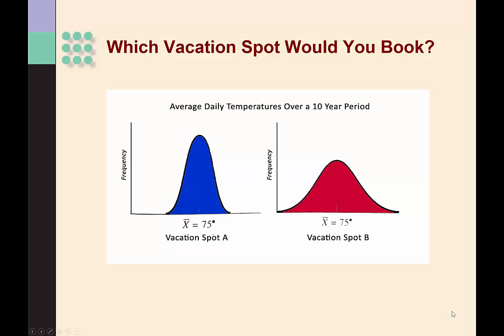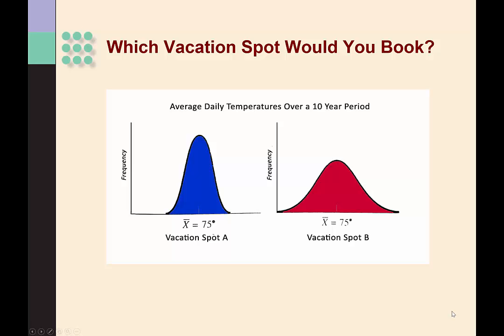She presented us with 2 vacation destinations for our consideration, and being a good statistician, of course, she presented us with frequency information about the temperatures of both destinations as you see on the display in front of you. Notice that both vacation spots have the same average temperature, 75 degrees. Where they differ, of course, is in the spread or variability of the temperatures.